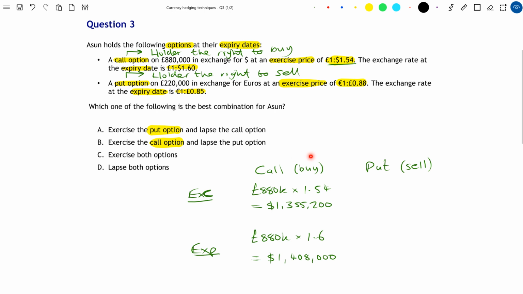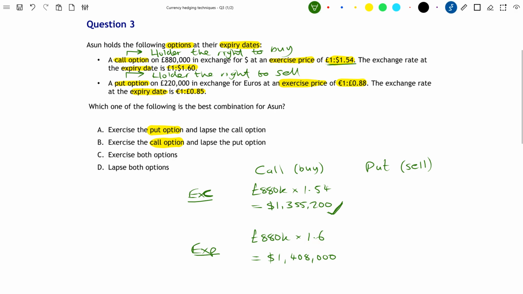Now remember, this is the call option, this is the right to buy. They're buying £880,000 in dollars. So if you want to buy this much and you're paying for it in dollars, you want to pay the cheapest price you can for that in dollars, and the cheapest price is this here. So we would decide to exercise the call option. That would be the best option. Otherwise, if we let it lapse, we would end up paying more because the exchange rate isn't as good.